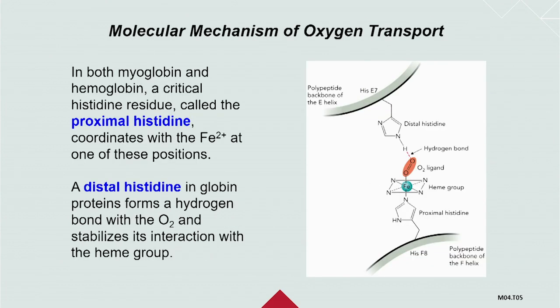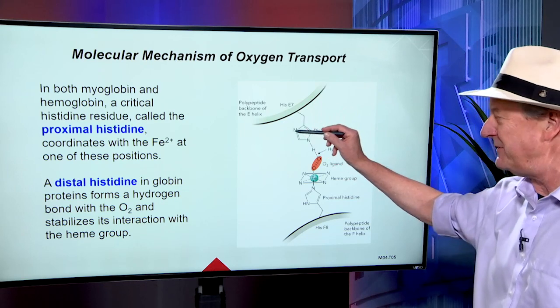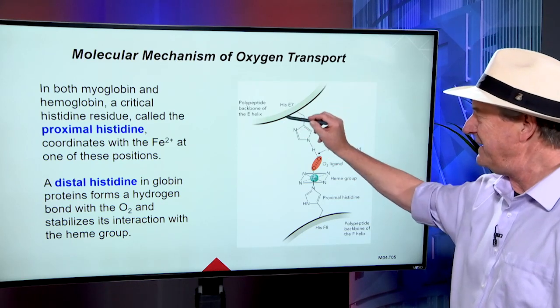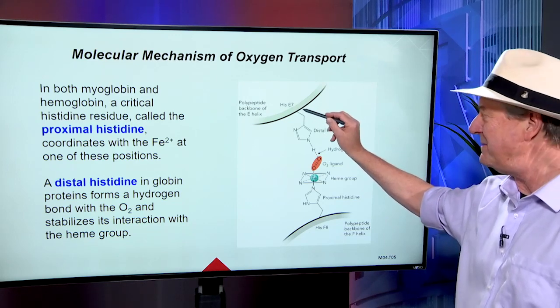All right. So how does this oxygen transport work? Let's look at it. We're going to look at this in more detail in a minute. But this is the helix, and this is the histidine residue on the E helix, at the number 7 position.